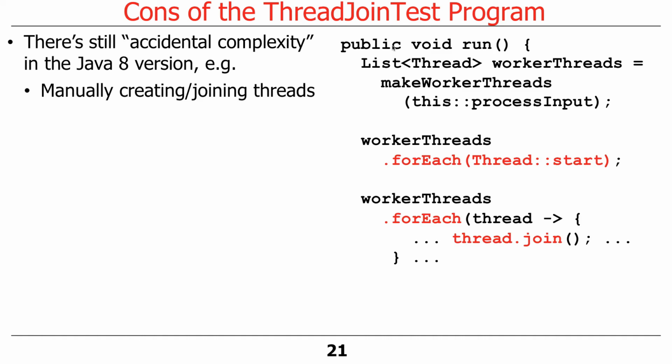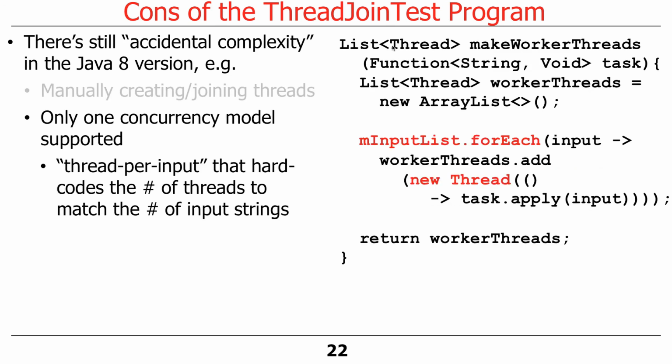For one thing, we had to manually create and join threads. Even though it was a little cleaner by being able to reuse these Java 8 declarative features like forEach, which got rid of the off-by-one fencepost loop errors we talked about, we still end up having to start the threads ourselves. We have to join with the threads ourselves. That's extra work, and you might forget to do something, and your program might be ever so much more difficult to debug.